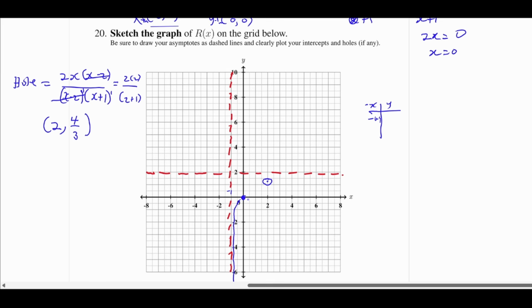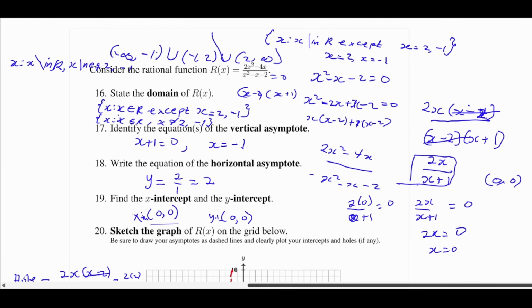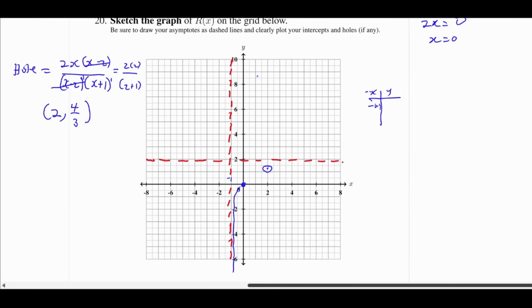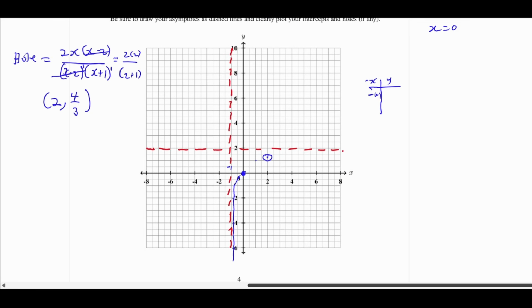If I put 1 into this equation, I have 1 here, 1 here. That will be 2 minus 4, which gives me negative 2. In the denominator, 1 here, 1 here, that will give me 1 minus 2 minus 2, which is negative 3... Negative 2 over negative 2 will give me 1. So it will be somewhere at (1, 1). So that will be here, and that will continue from there.